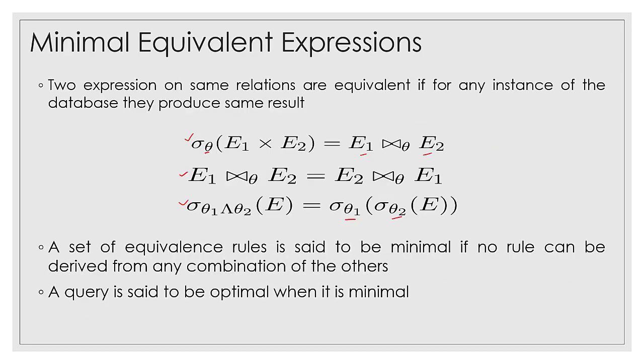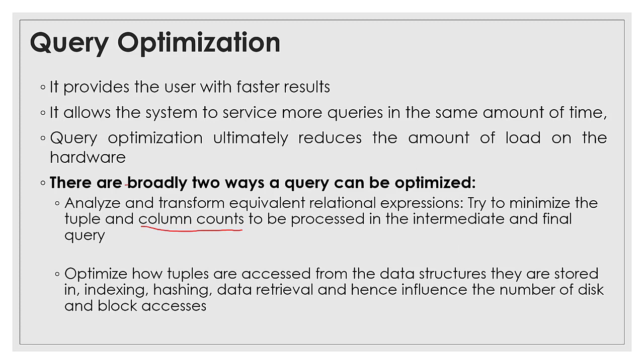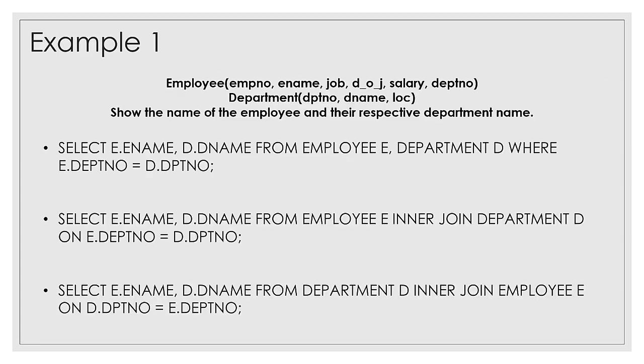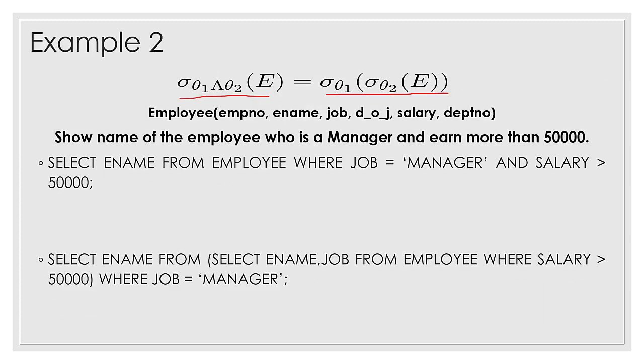Now, in this case, we are actually minimizing the number of tuples in the relational algebra expression. So let us take an example. Show the name of the employee who is a manager and earns more than 50,000. So the query we can write like this: select ename from employee where job is equal to manager. This is suppose my theta 1, and salary greater than 50,000. This is my theta 2.